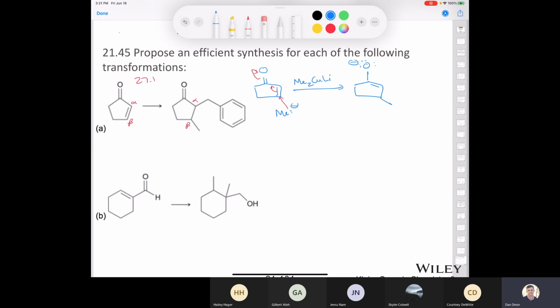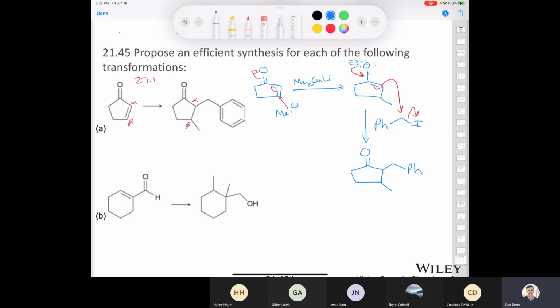So then what do we have to do? We have to treat it with an electrophilic source of a benzyl. So that means we're going to treat it with benzyl bromide or benzyl iodide. So we'll just write benzyl iodide. And then that is going to attack at the alpha carbon like this. And that is going to give us the desired product, where we have the carbonyl, we have a methyl group here, and we have the benzyl group over there.